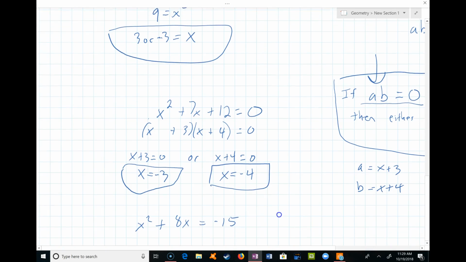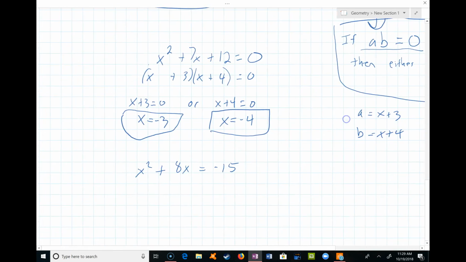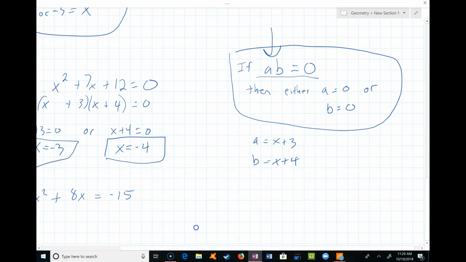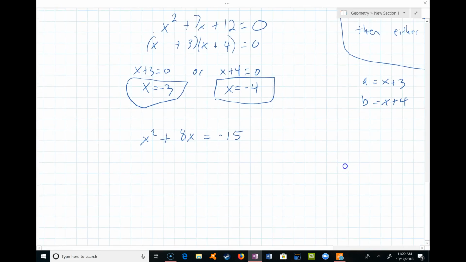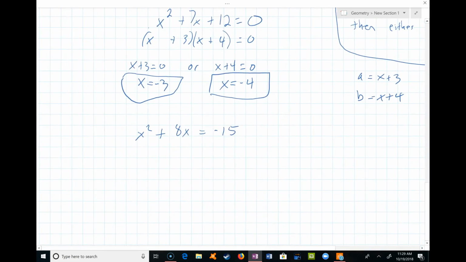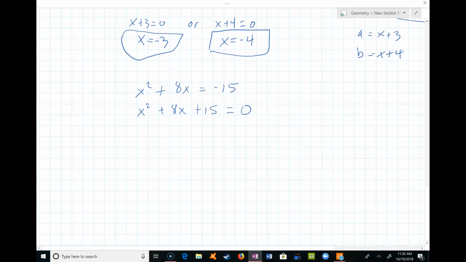The new idea is the zero products rule, right? So in order to use the zero products rule, we have to have everything equal to 0. So my first move here would be to add 15 to both sides. So that would be x squared plus 8x plus 15 equal to 0. Now we have set it up equal to 0, but we still don't have something times something equals 0. So we're going to have to factor this.